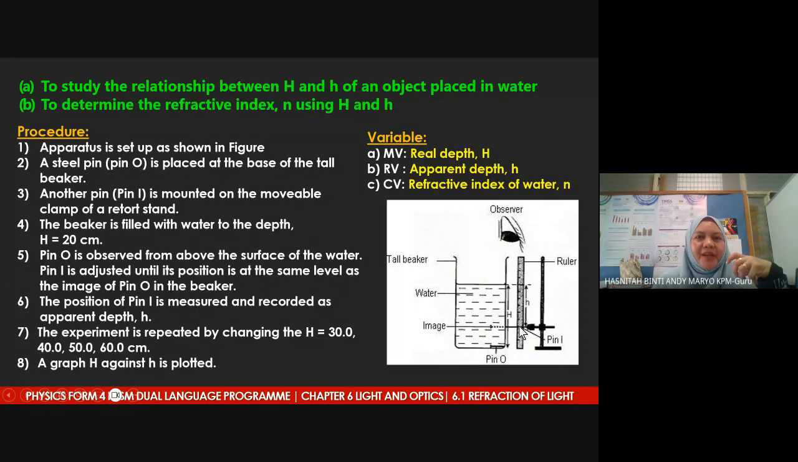Okay, and we measure its depth and record it with H. And then we add more water to increase the depth until 30 cm, 40 cm, 50 cm, and 60 cm. Whenever you increase the depth of the water, what happened? The image will move closer, higher and higher towards the surface. And later we plot a graph of h against H.